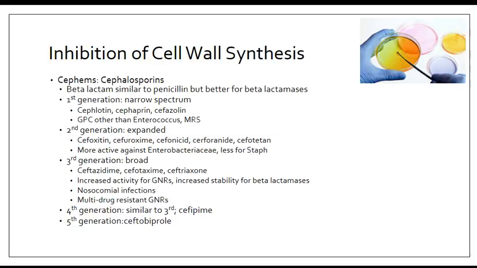The second generation was expanded to include more organisms. So it's good for gram-positive cocci also, but more for Enterobacteriaceae too. The third generation has even more activity for gram-negative rods. It's good for beta-lactamase producers. It's usually used in nosocomial infections and multi-drug resistant gram-negative rods, like the E. coli and the Klebsiella that have become really resistant.